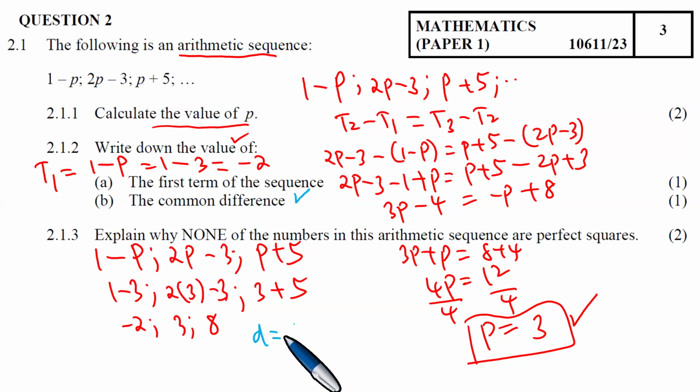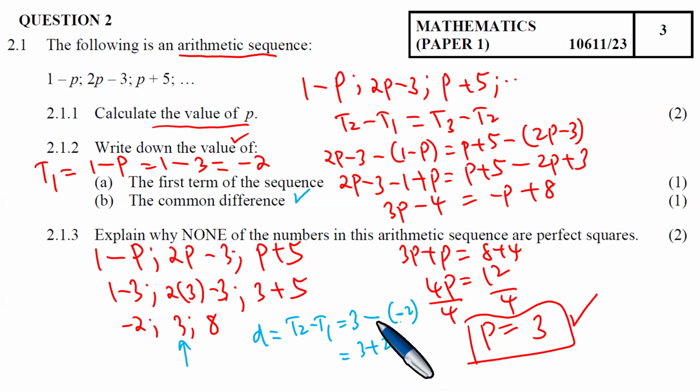The common difference is D, which is T2 minus T1. T2 is 3. T1 is minus 2, because 1 minus 3 is minus 2. So T2 minus T1 is 3 minus minus 2. Negative times negative is positive, so that is plus 2, which gives 5.